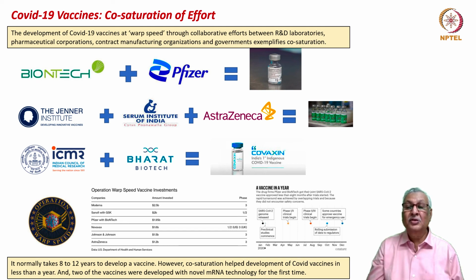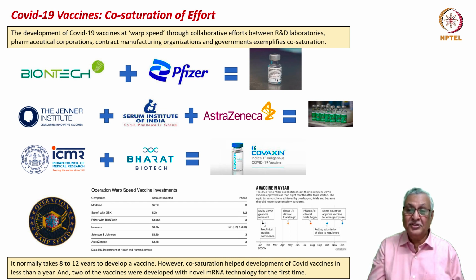BioNTech plus Pfizer gave it in 10 months. The Jenner Institute along with AstraZeneca gave it in a similar time frame, and simultaneously there was a tie-up between AstraZeneca and the Serum Institute of India to manufacture the vaccine for the global requirements, including India. Bharat Biotech collaborated with ICMR to develop Covaxin, again in 10 to 11 months. So the fact that with co-saturation and of course co-development, companies could take just 8 to 10 months to develop a vaccine which would normally take 8 to 12 years speaks volumes of this important methodology.